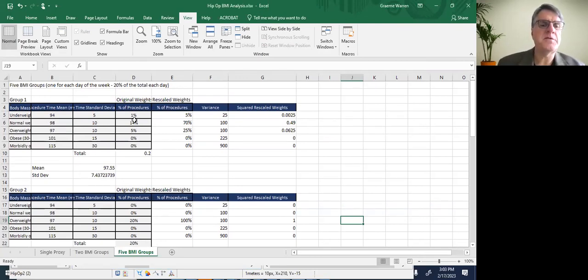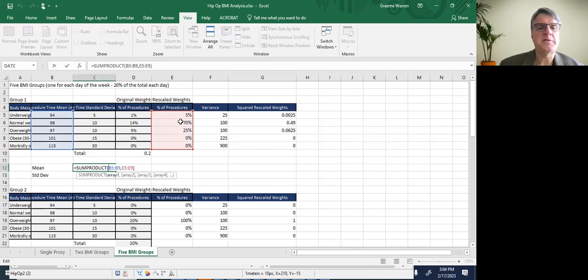You can see that in the first group, I've got all the underweight, the normal weight, and 5% of the overweight. That's for 20% total. I have to figure out a rescaled weight here, so that I get it back up to 100%, and then I can calculate the mean and the variance that way. So I'm using this rescaled weight. Let me just show you what this is. This is a sum product of the rescaled weights here and the mean times, and then I get the squares of those rescaled weights and the variance, and I do a sum product on those, take the square root to get the standard deviation.